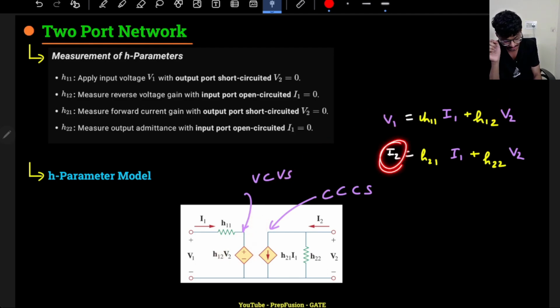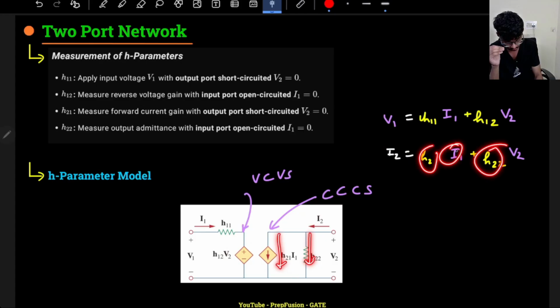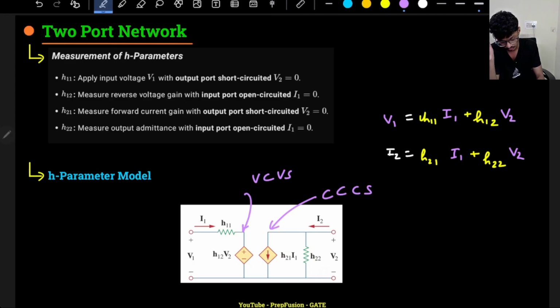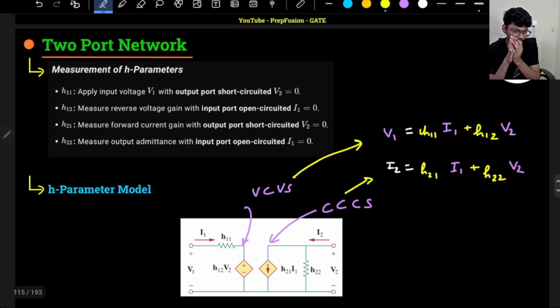And on the other side I have a current source. In the second equation, I have a current. So that's why there is a current source here, which is a combination of this H22 and this H21 into I1, because it is also a current. So that's why it is a current controlled current source. So these are the two equivalents of the model. Of course, this is not a unique mapping. There can be many more models.